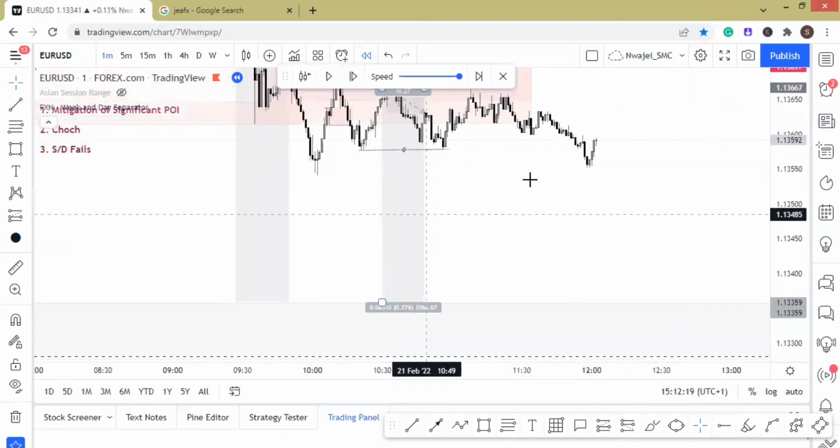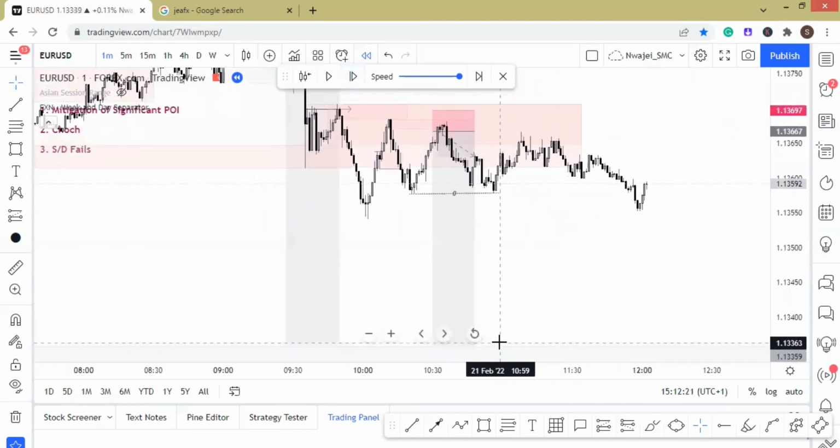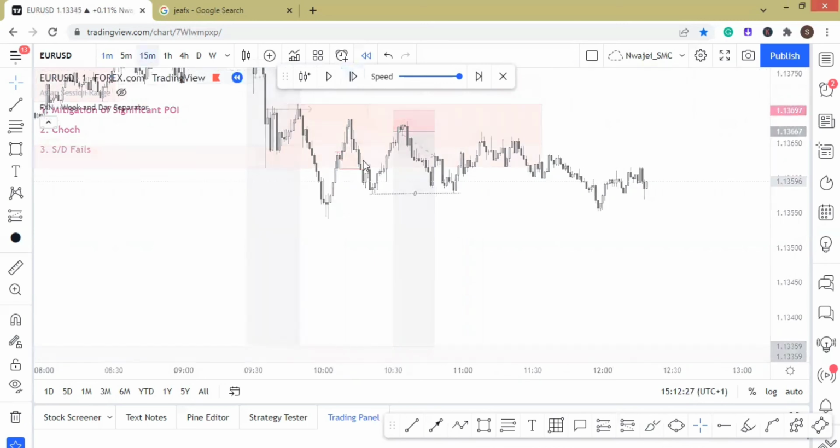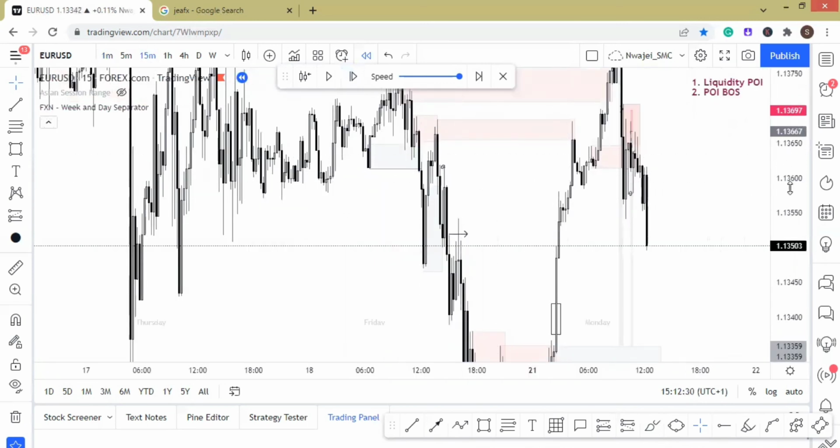My target was this demand zone, and that was where my TP was hit. It took some time to get to this spot, but at the end of the day, it came down to this spot, and this is my trade recap.